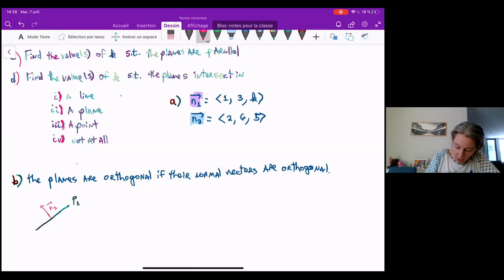And then I'm going to call this other plane, plane 2. And what I want is for these two planes to be orthogonal. So I'm going to draw this plane 2 as being orthogonal to plane 1. But notice, when I draw my normal vector, my vector that's perpendicular to the plane, it ends up being perpendicular to N1. So if P1 and P2 are perpendicular, then N1 and N2 are also perpendicular.